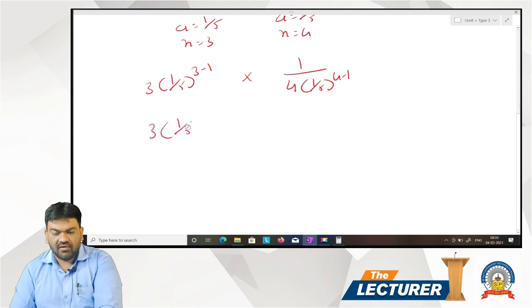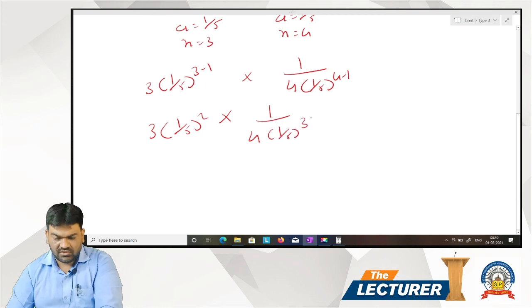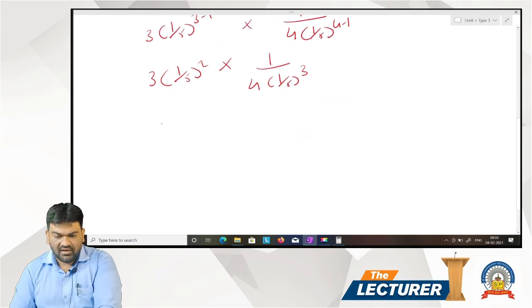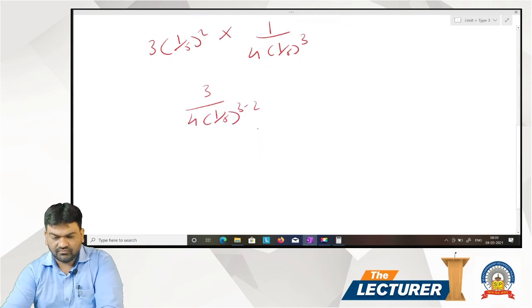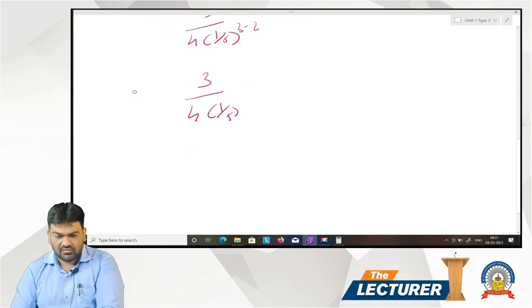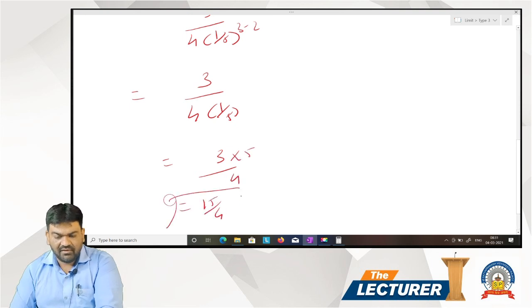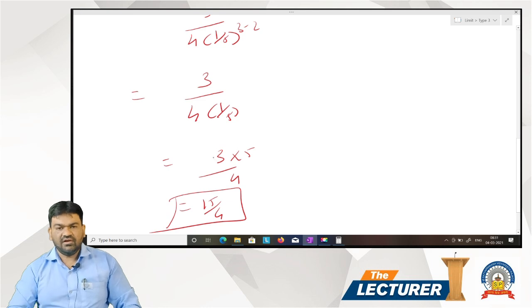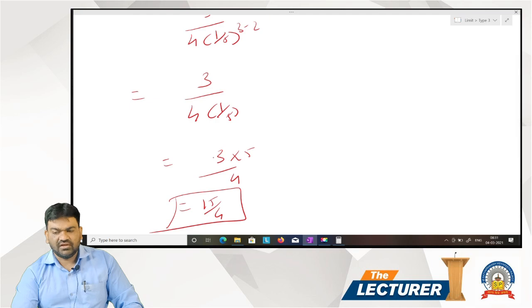3, 1 by 5 squared, 1 upon 4, 1 by 5 to the power 3. Division means subtraction of powers. So 3 divided by 4, 1 by 5 raised to 3 minus 2, that is 3 by 4, 1 by 5 raised to 1. 3 multiplied by 5 by 4 is 15 divided by 4. This is your answer. Here our first rule is completed. In the next session we will start our next rule. Thank you.